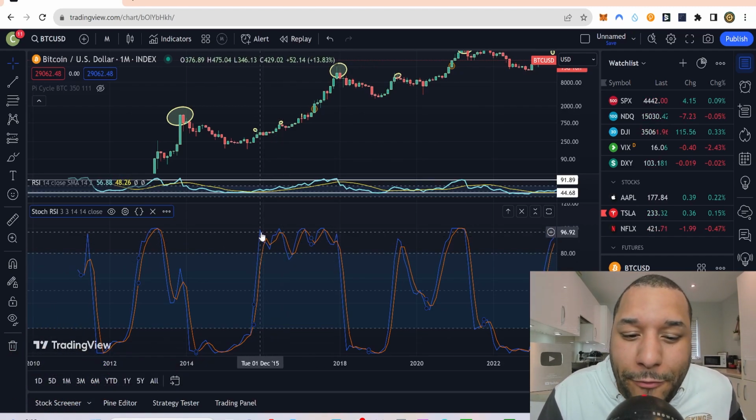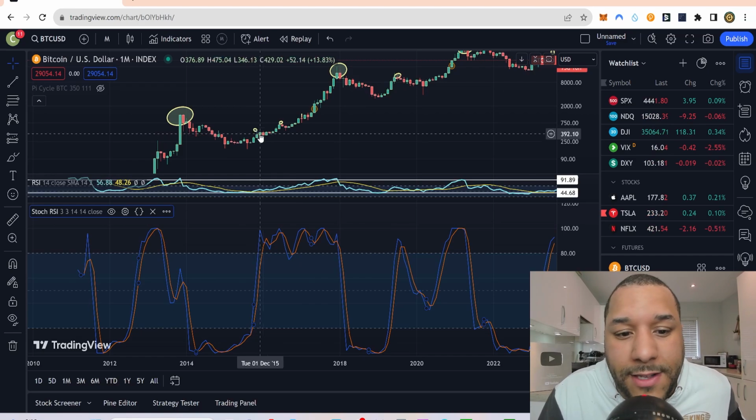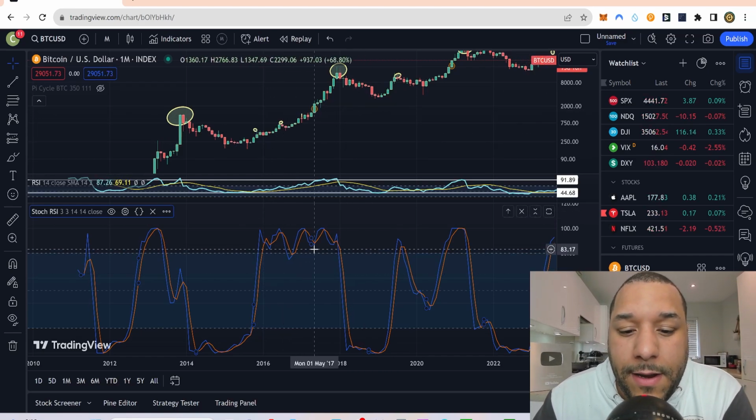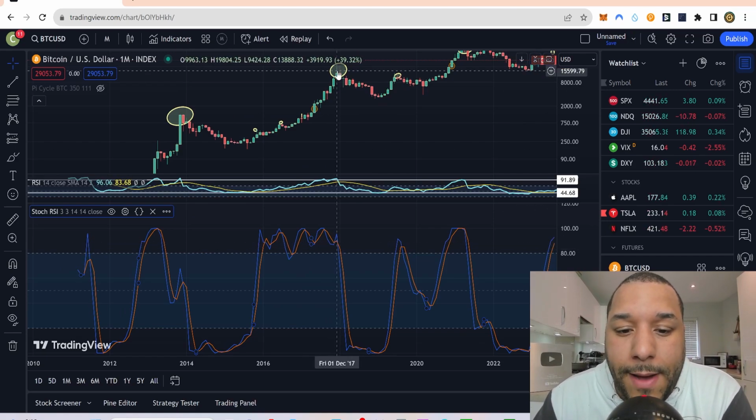I'm hoping for it to pierce up out of these dotted lines and then remain above here for a long period of time. So this coin, the price of Bitcoin can just keep going up and up and up, right? So like I said, when the blue and the red cross again, this is what you're waiting for. Look, the top of the market is in.